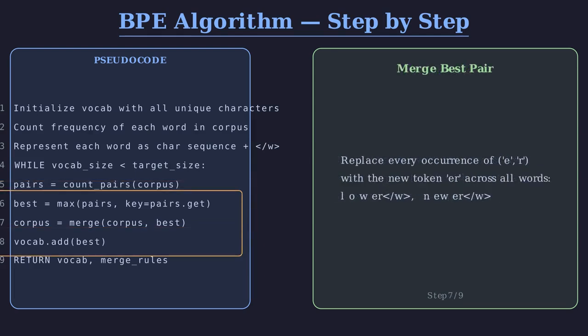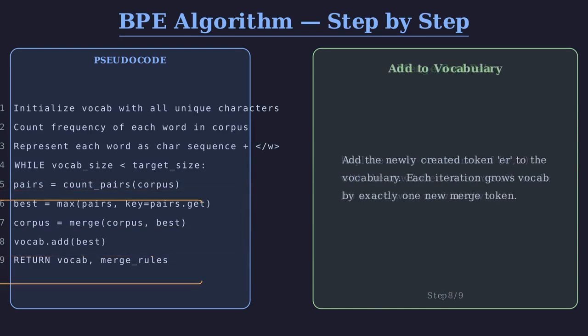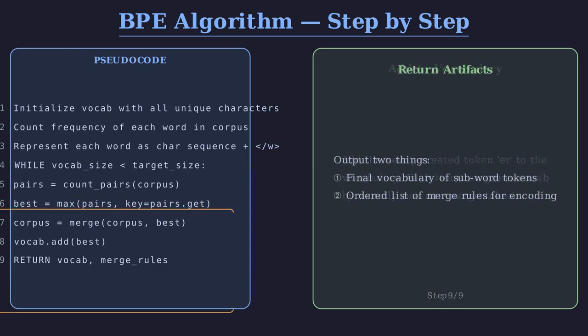Step 7. Merge every occurrence of that pair in the corpus into a single new token. Step 8. Add the new merged token to the vocabulary. Each loop iteration adds exactly one new entry. Finally, we return 2 artifacts: the learned vocabulary and the ordered list of merge rules, which together allow us to encode any new text.